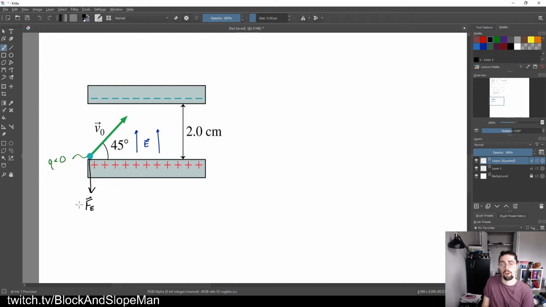Now, this is pretty important, right? Because if it was pointing the opposite direction, we're never going to get off this thing, right? We're going to fly right into the negative plate and we're never not going to touch it if the force was going the other way. But as long as the force is pointing down like this, you might remember that we're probably going to end up with something that looks like this, right?